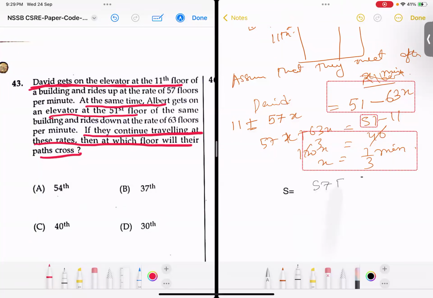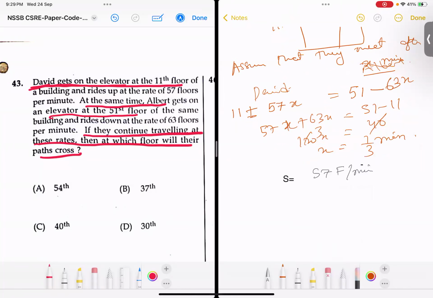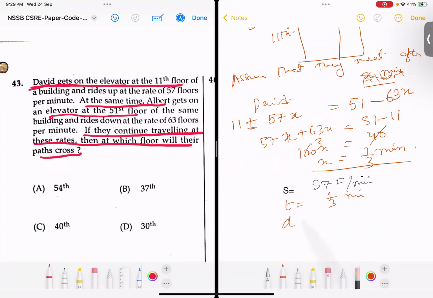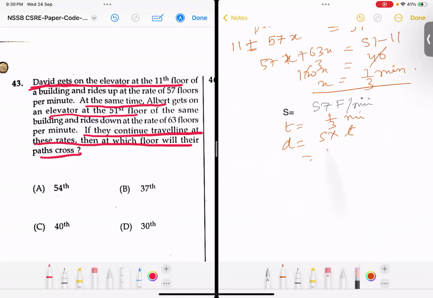Speed is 57 floors per minute, right? And time is 1/3 of a minute, right? Now distance is equal to speed into time, right? So it will be 57 into 1/3, which gives 19 floors, right? So they are going to meet after 1/3 of a minute, which means they're going to meet after 19 floors.